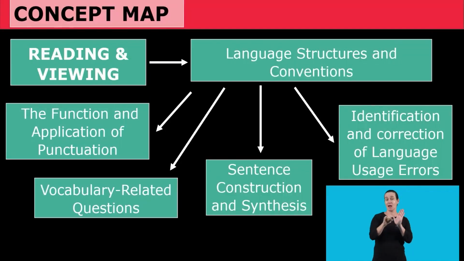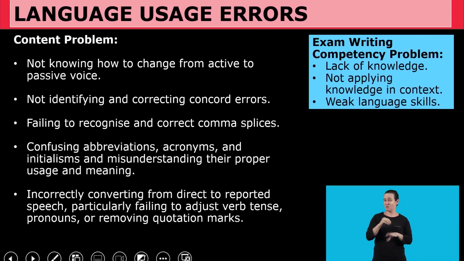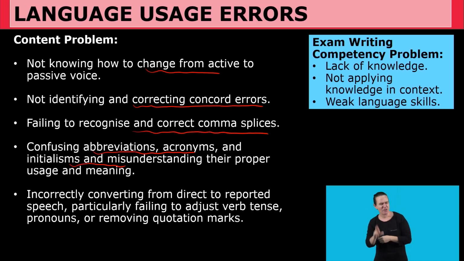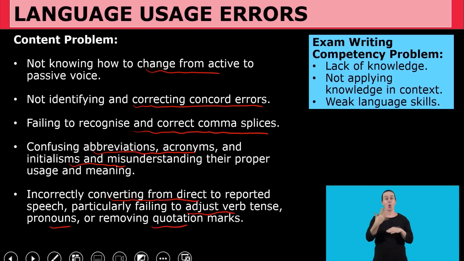Welcome back, learners, to this lesson on using language correctly. Let's look at the last part of our lesson, identification and correction of language usage errors. Content problems include not knowing how to change from active to passive voice, not identifying and correcting concord errors, failing to recognize and correct comma splices, confusing abbreviations, acronyms, initialisms, and misunderstanding their proper usage and meaning, correctly converting from direct to reported speech, particularly failing to adjust verb tenses, pronouns, or removing quotation marks.